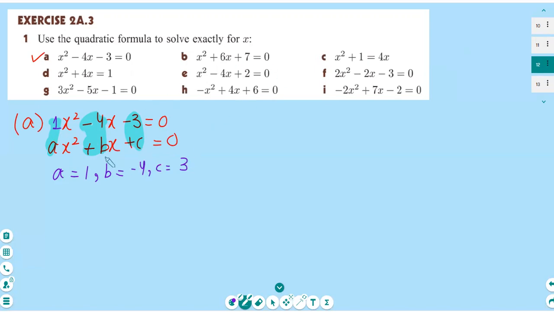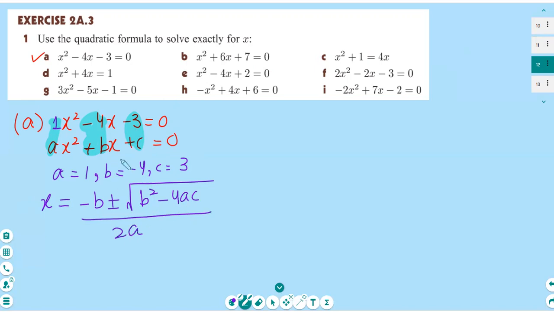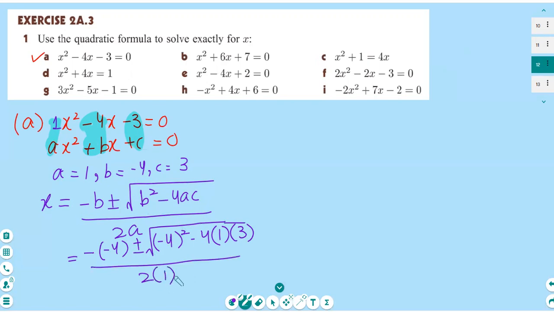So now I'm going to write the quadratic formula, which is x equals negative b plus minus the square root of b squared minus 4ac, whole over 2a. Now inserting the values, what is the value of b? B is negative 4. So this minus as it is, and then negative 4 plus minus the square root of b squared. B is negative 4, so negative 4 squared. Then minus 4 times a is 1, and c is negative 3, right? Then whole over 2a, a is again 1.